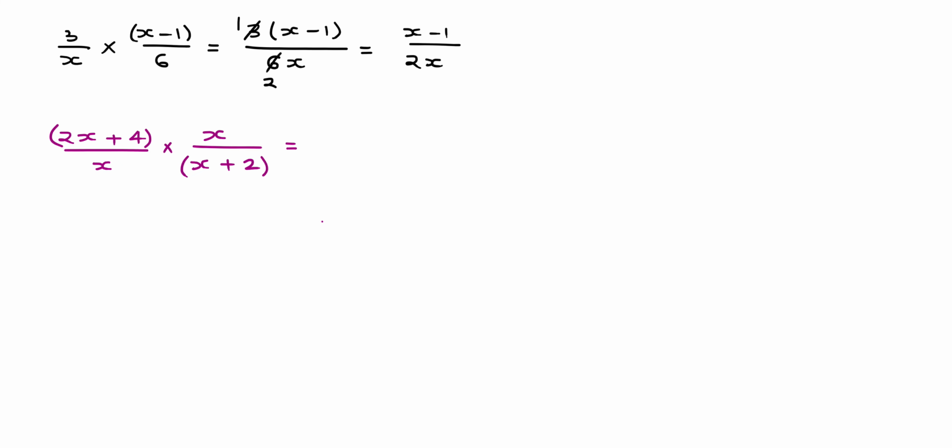Now, what we do first is factorize 2x plus 4. You can see that in 2x and in 4, 2 is common, so it can be taken out. So 2 is out. You are left with x plus 2 inside the bracket, multiplied by this x and divided by this x, and then multiplied by this x plus 2 term. Now you can clearly see that this x plus 2 and this x plus 2 can be cancelled out.